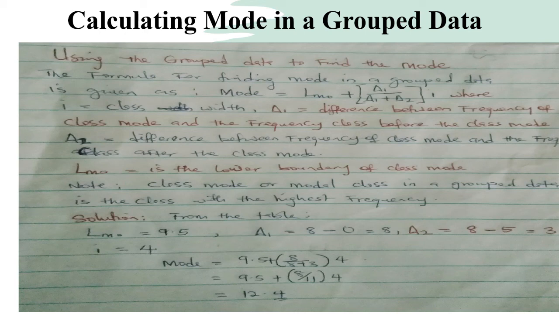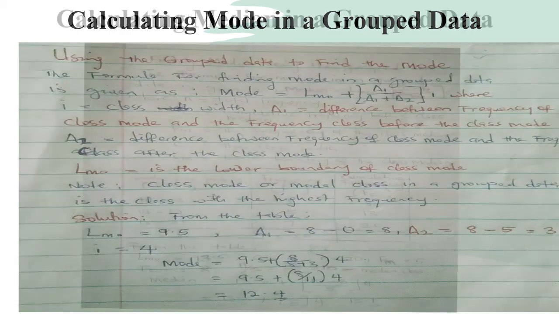Our class width is the interval between 10 and 13. So we have 10, 11, 12, 13. So we have 4. So our class width is 4. So based on the formula, we have our mode as 9.5 plus 8 divided by 8 plus 3, times 4. So our answer is 12.4.